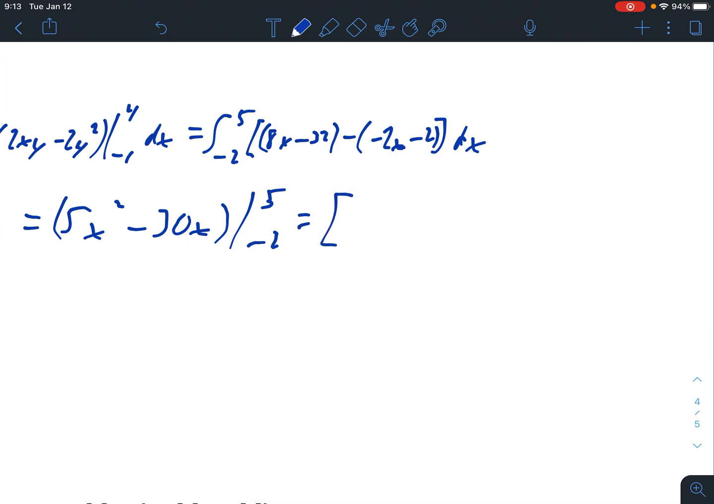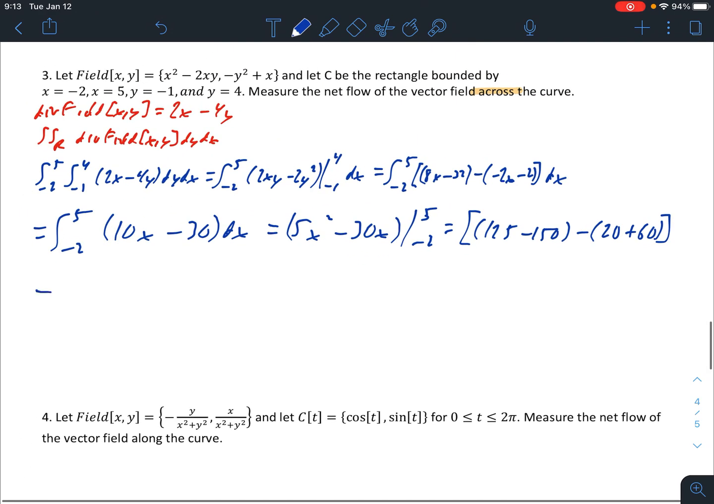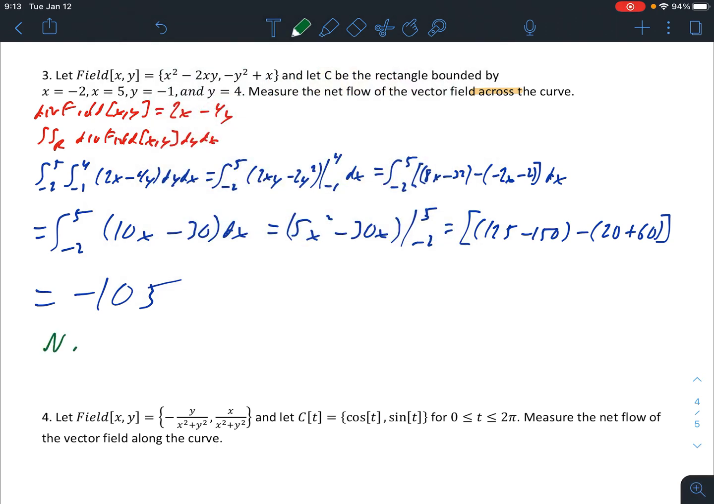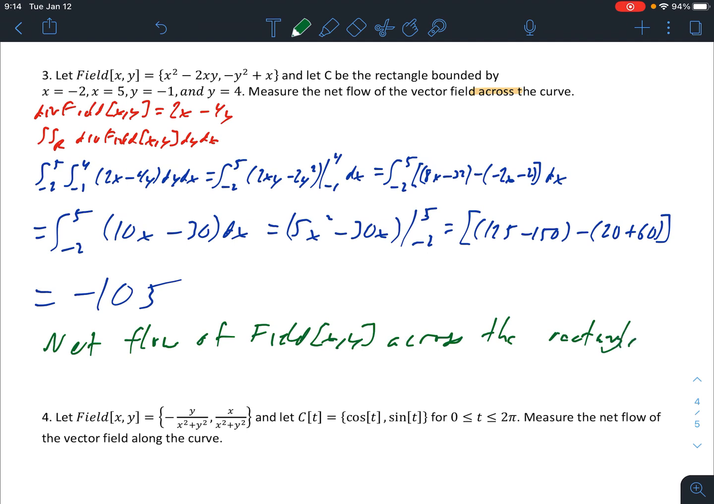All right, substituting 5 in there, we get 125 minus 150. Substituting negative 2 in there, we get 20 plus 60. And if you add that all up, you should get negative 105, which is the important number there, because it is negative. So that tells us that the net flow of this field across that rectangle that was given to us is outside and inside, or against our normal vectors.